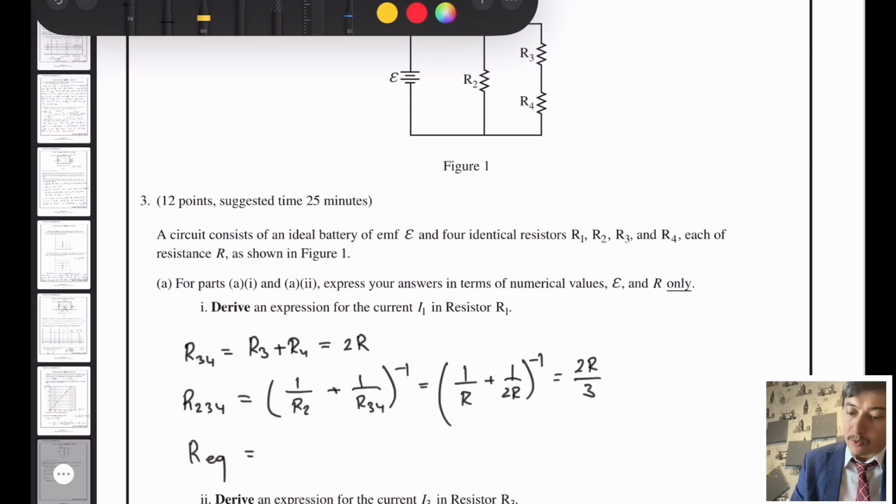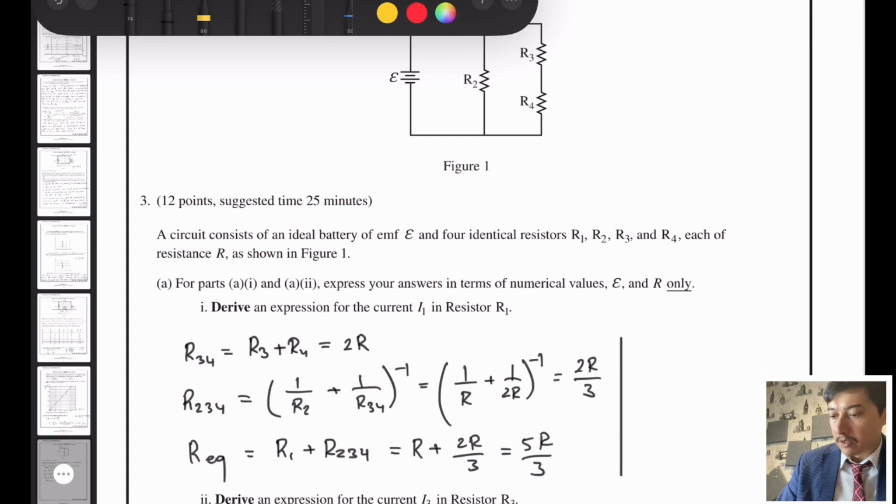So total equivalent resistance of all resistors is going to be R1 plus R2, 3, 4. So R plus R over 3, it's going to be 5R over 3. Alright, we have the R equivalent. Now we can use Ohm's law to find current on 1. Current on 1 is going to be equal to the current on the battery. The battery has got voltage of epsilon over R equivalent, so it's going to be 3 epsilon over 5R.